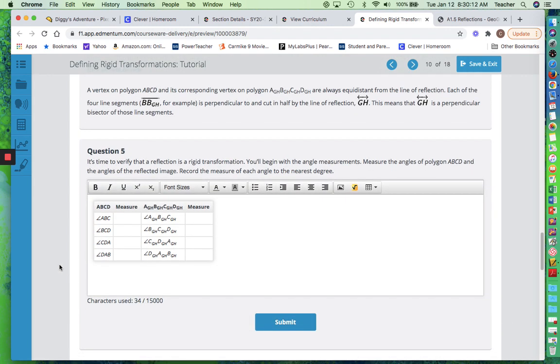Okay, question 5. It's time to verify that a reflection is a rigid transformation. You'll begin with the angle measurements. Measure the angles of polygon ABCD and the angles of the reflected image. Record the measure of each angle to the nearest degree. So we're basically proving that the angle measures don't change.